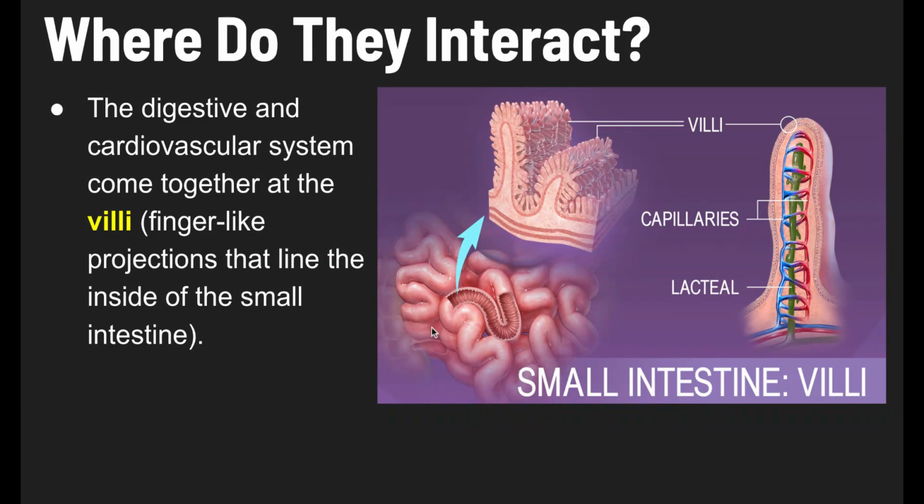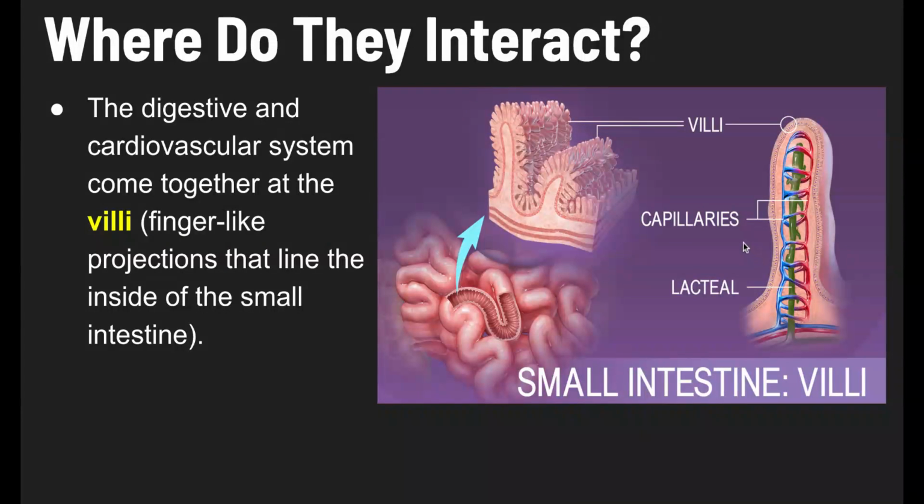So look at this picture of the small intestine. If we were to zoom in or look at a small piece of it under a microscope, the inner lining of the small intestine would look like this. And I said it's a finger-like projection, so hopefully you can see this looks like a little finger. Each one of those is called a villi or a villus. Each one's called a villus, and the plural is villi.